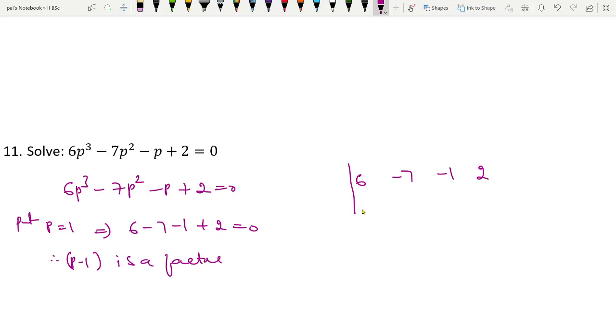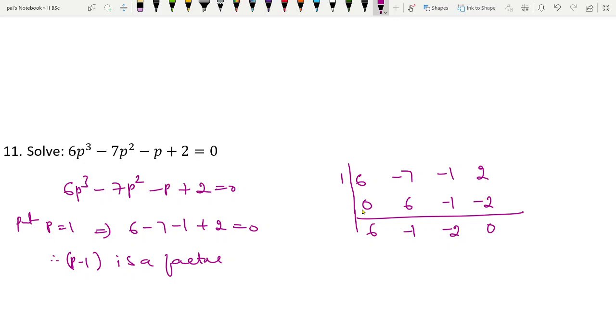Okay, so when you are putting p is equal to 1, it gives 0, so take 1 here. Now initially this value is 0. 6 plus 0 is 6. 6 into 1 is 6. Minus 7 plus 6 is minus 1. Minus 1 into 1 minus 1. Minus 1 minus 1 is minus 2. Minus 2 into 1 minus 2. 2 minus 2 is 0. So if you choose correctly, the last value will be 0.